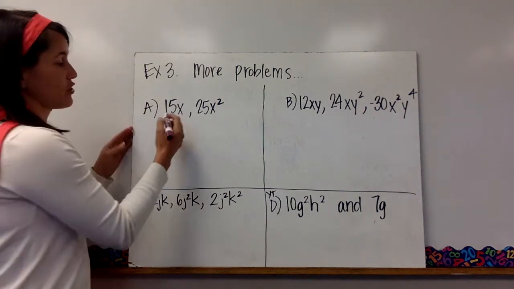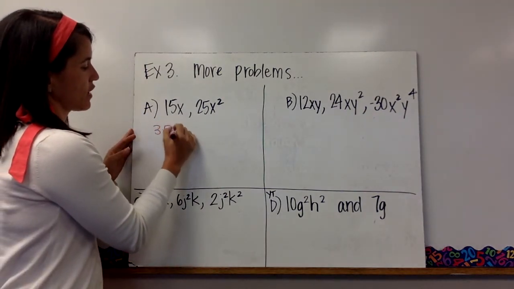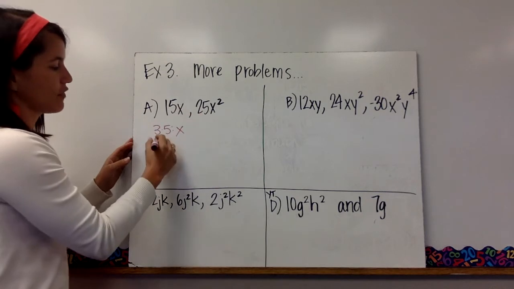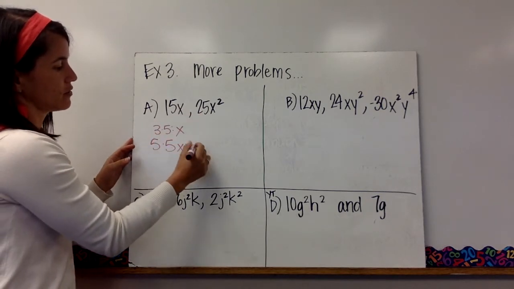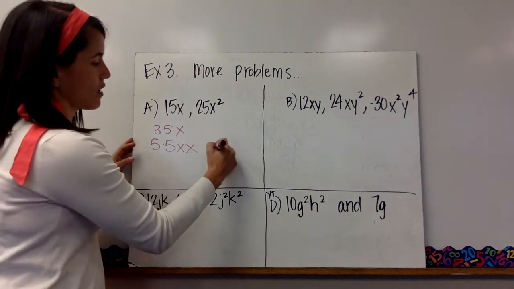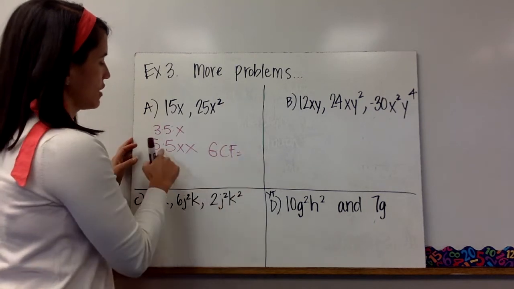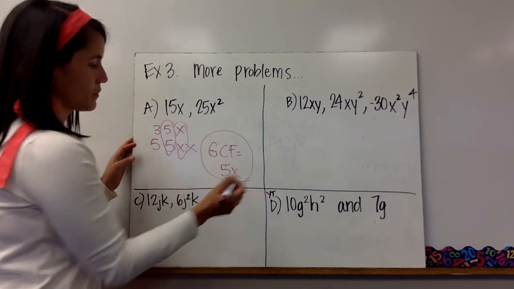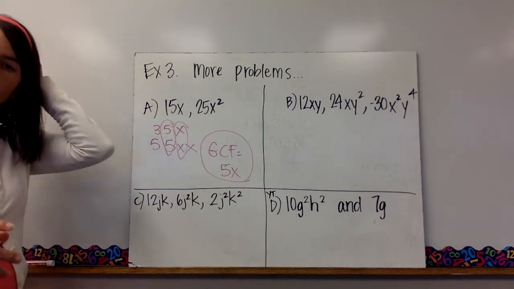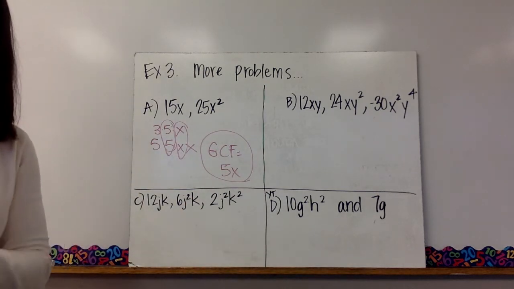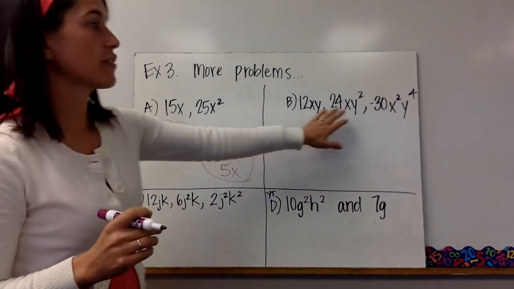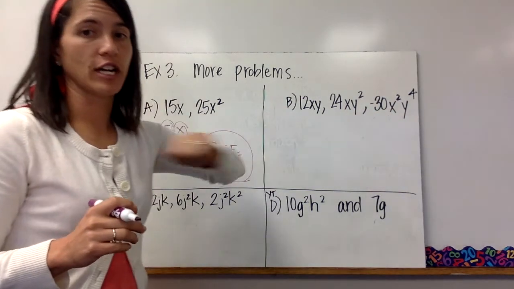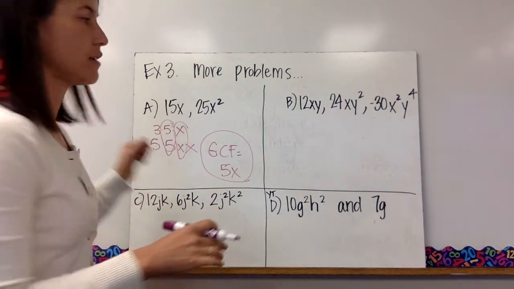The prime factorization of 15 is 3 times 5 times x. 25, we've already done that one, and 2 x's. And the greatest common factor is 5x. The greatest common factor is 5x. All right, B, we have 3 terms, and then you have a negative right here. So don't forget to start with your negative 1.